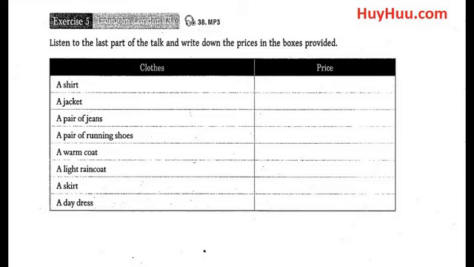A shirt, £12, a jacket, £45, a pair of jeans costs £25, a pair of running shoes costs £35, and a warm coat £50. A light raincoat is £39. A skirt is £23, and a day dress is £49. What do you think? Is London cheaper or more expensive than your city?